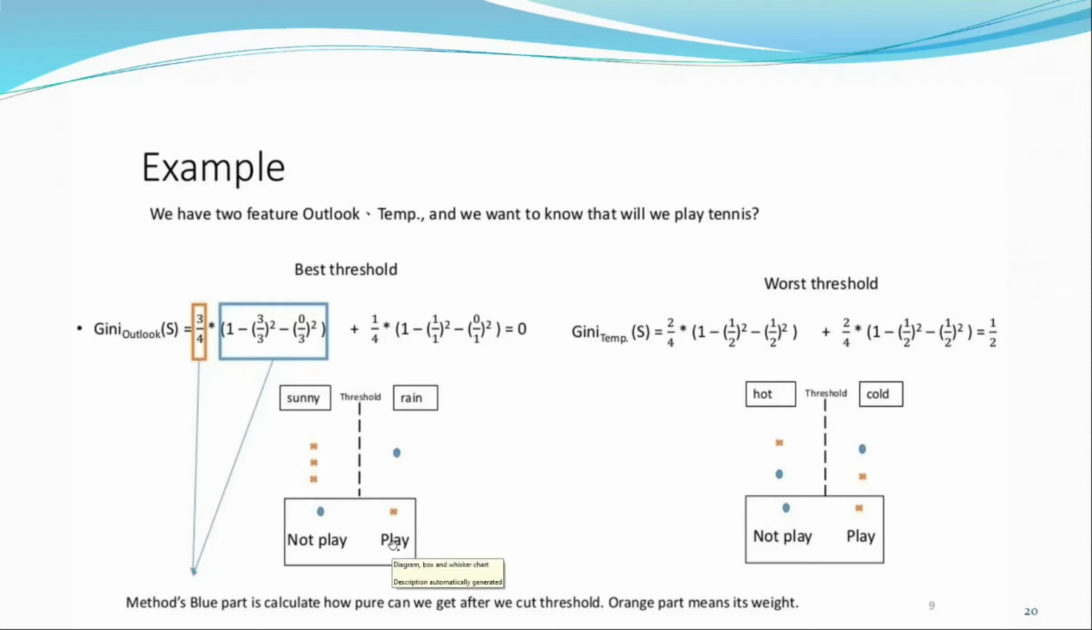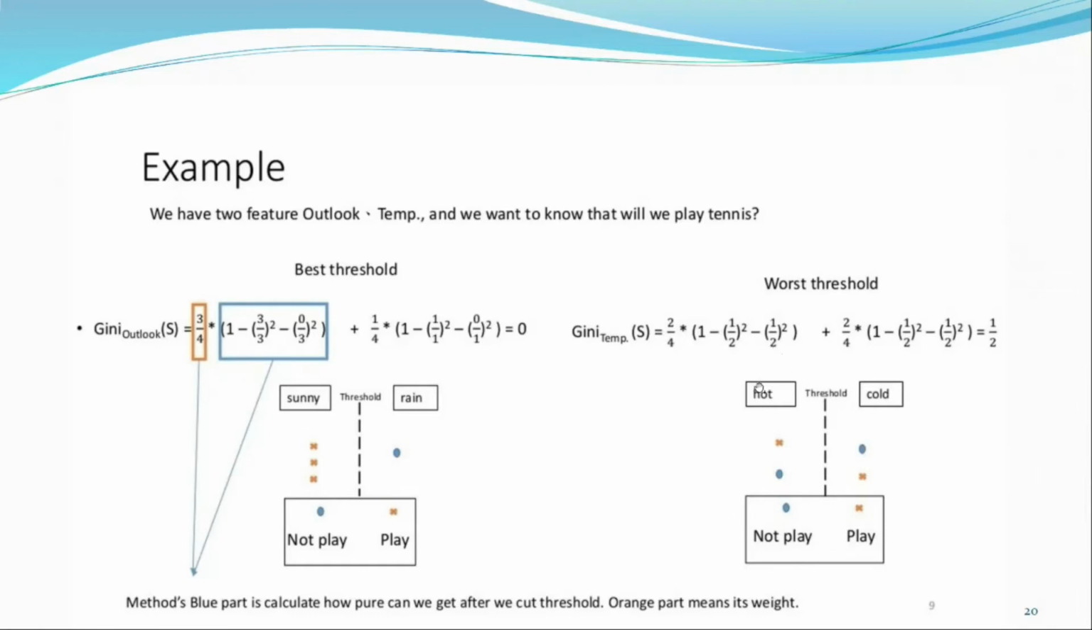Now let's calculate the Gini impurity for temperature. From this figure, we can see we have two values for the attribute temperature: hot and cold. Hot has two values, one play and one not play, and cold has one play and one not play.